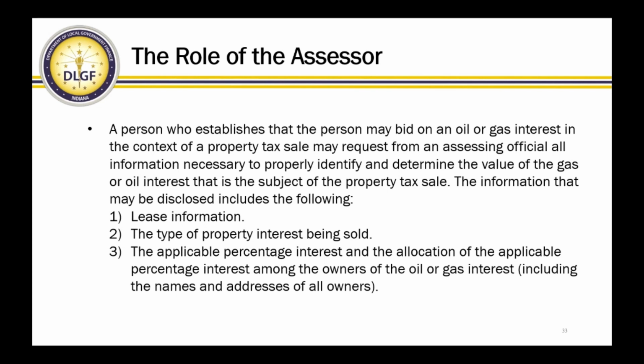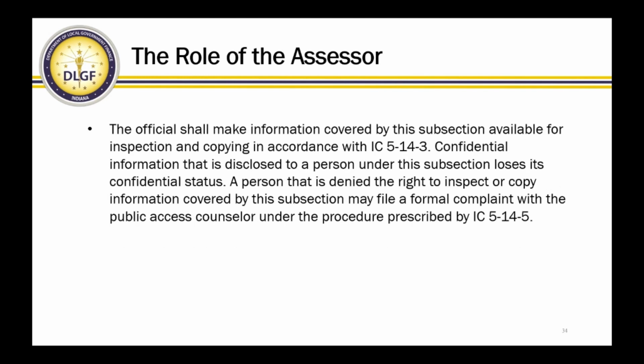And if you had any questions about that, certainly, like I said, I would suggest contacting your county attorney to get their official opinion on what information could be disclosed. But you can see that it could be lease information. It could be in terms of what is the interest being sold, and also the applicable percentage or allocation for that oil or gas interest. So, like I said, this is specific to oil and gas, and primarily going to be in the southwestern part of the state where we would find this.